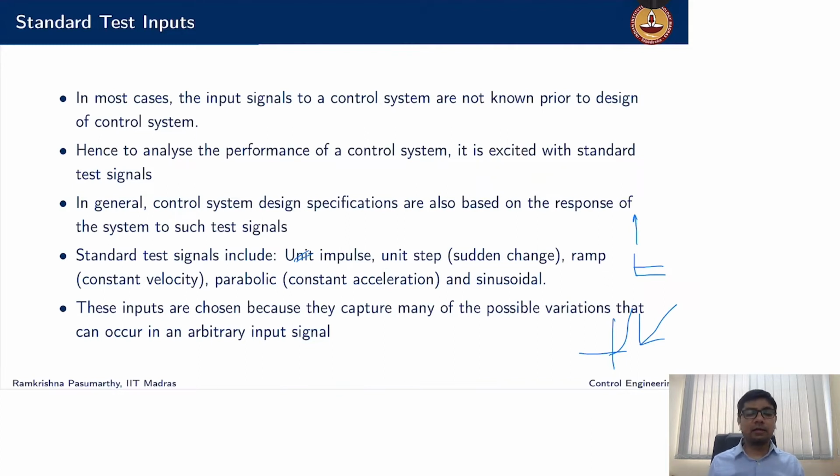Understanding the behavior of the system to such inputs will in general give me information on the system's response to any kind of inputs, because signals in real time would be combinations of these signals or some kind of variations of these signals. So we will largely concentrate on system response to standard test signals.